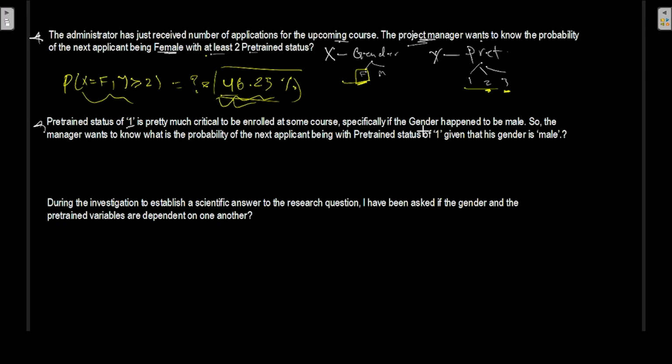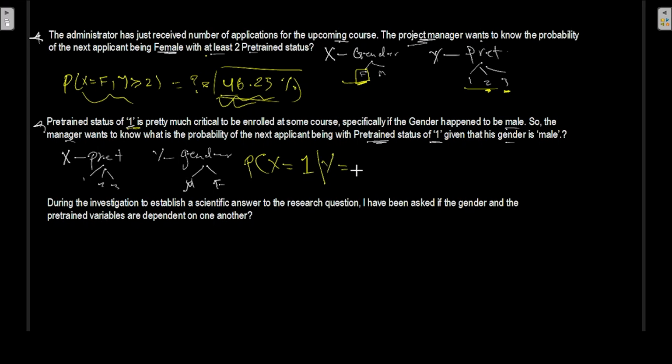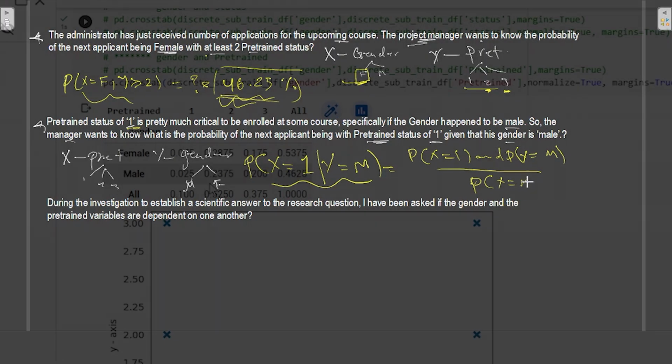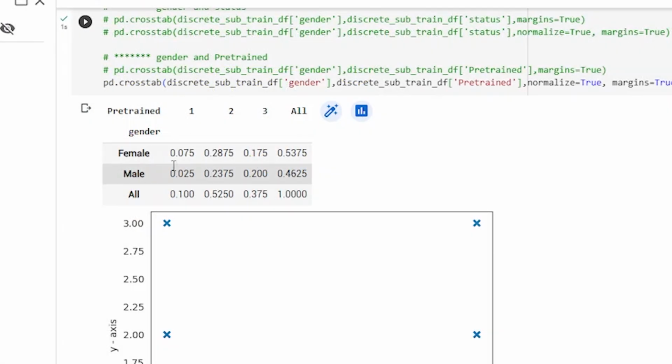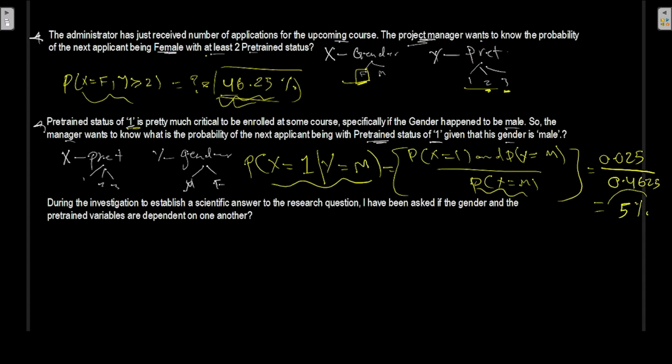Now the next question: a pre-trained status of 1 is pretty much critical to be enrolled in some course. Specifically, if the gender happens to be male, the manager wants to know the probability of the next applicant having a pre-trained status of 1, given that his gender is male. What is the probability? X equal to 1, given that Y, which is the gender, is equal to male. That is nothing but the probability of X equal to 1 and Y equal to M, divided by the probability of Y equal to M. The probability of having male with pre-trained status of 1 is 0.025. The marginal probability of having male is 0.4625, so about a 5% chance that this case might happen.